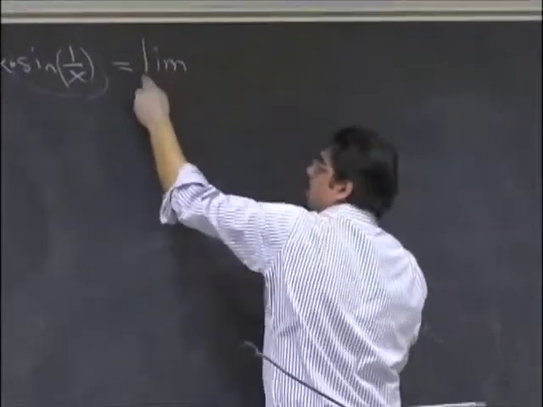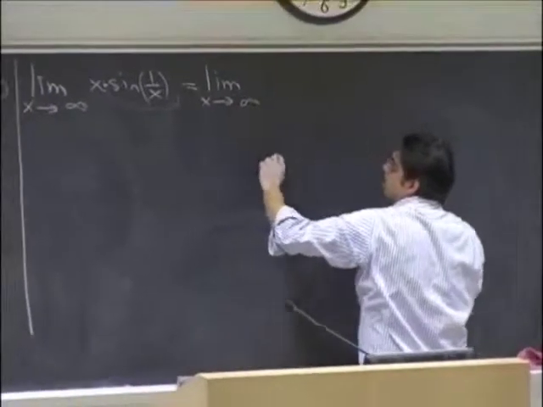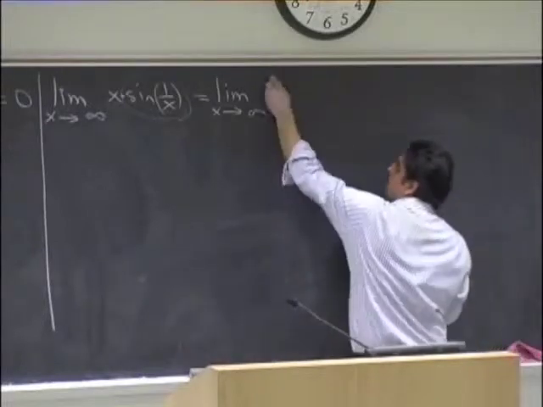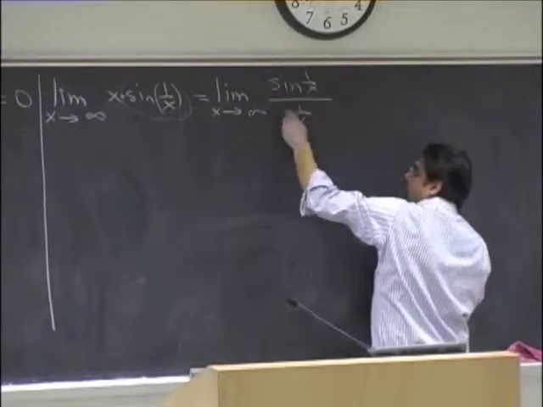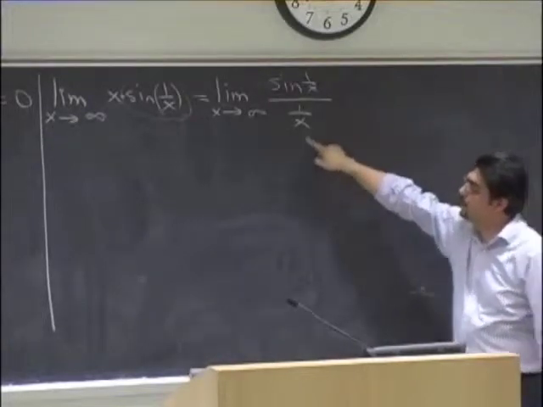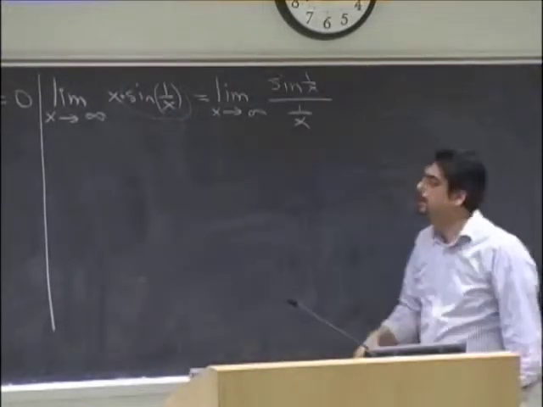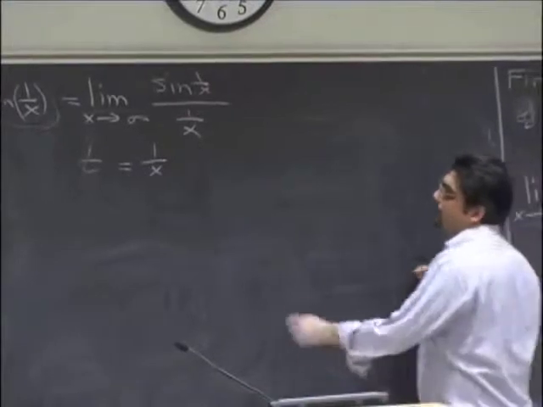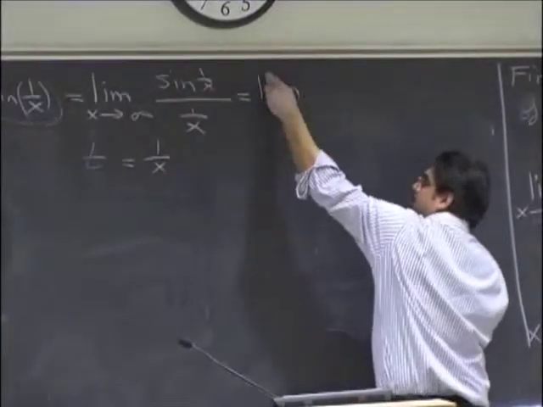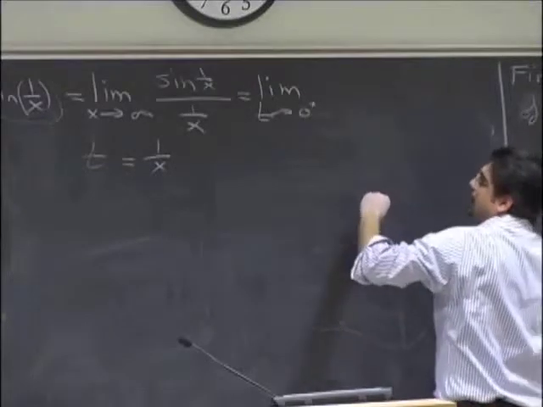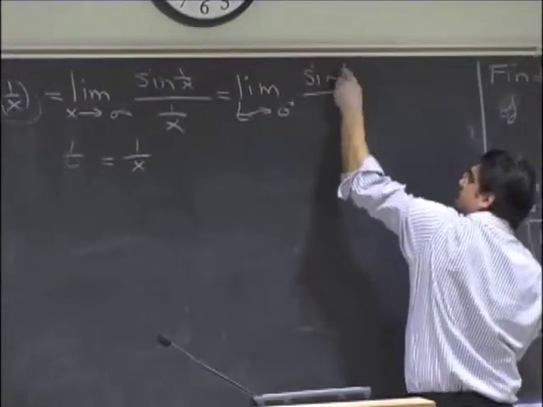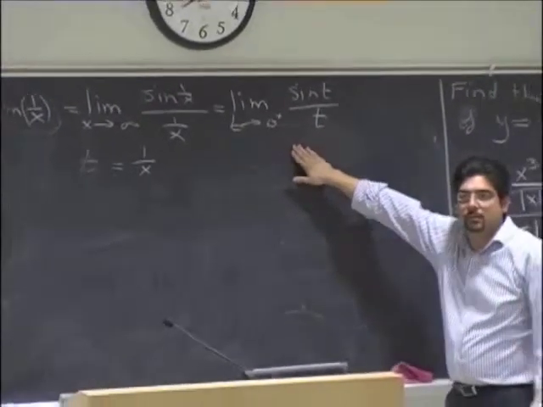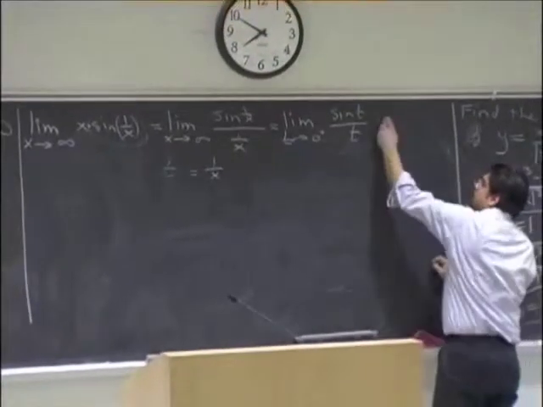But there's a clever way to write this. x can be written as the reciprocal of the reciprocal of x. Right? If you calculate this, then you'll see that it's the same as this quantity. Now, if you make that t substitution, then you notice that t goes to 0 from the right, and the expression becomes sine t over t. Right? And that's a limit we know. What is that limit? 1. Very good.